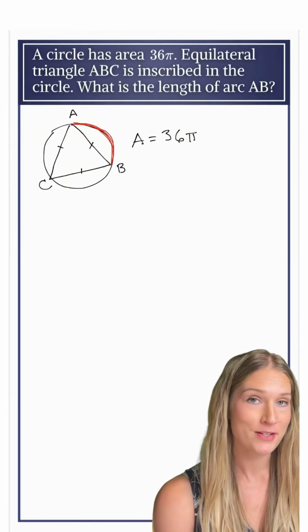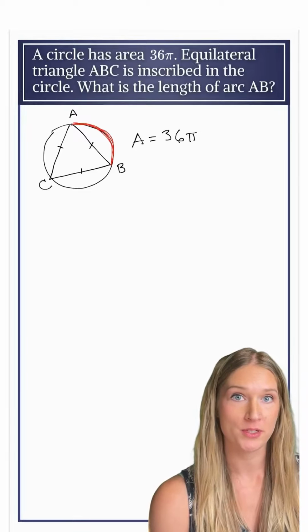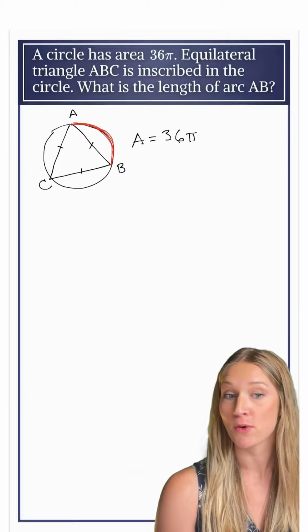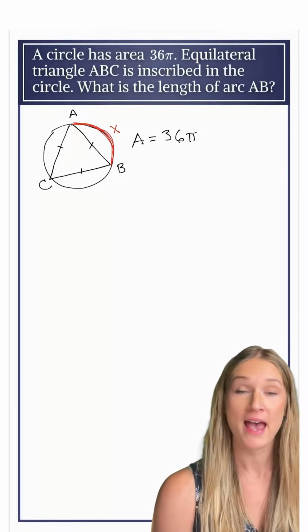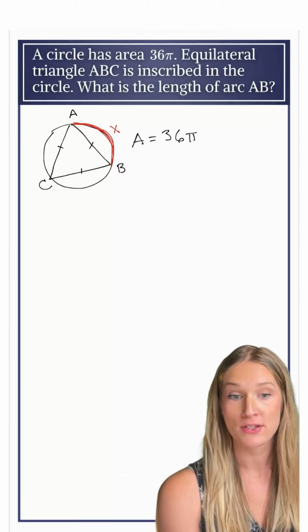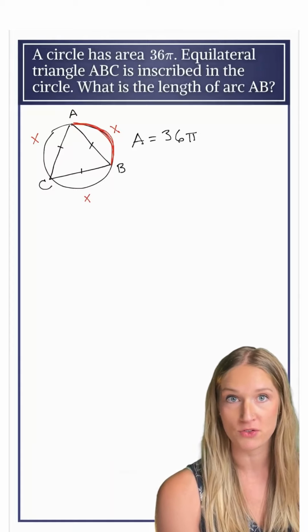Well, since I know it's an equilateral triangle, I know that all 3 chords of this circle are going to be congruent. Congruent chords are going to give me congruent arcs. So arc AB, if I call that x, every other arc that's formed with a congruent chord is going to have a measure x. So that means that AC is going to have a measure x and BC is going to have a measure of x.